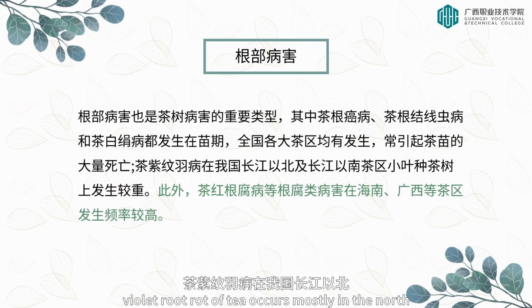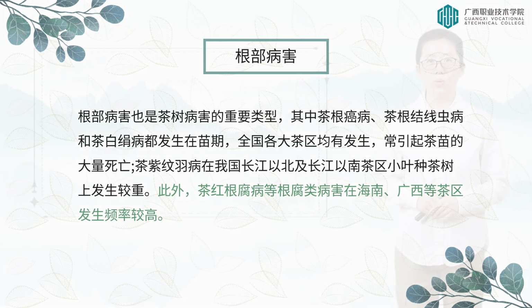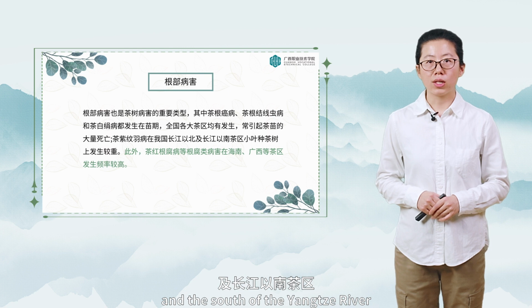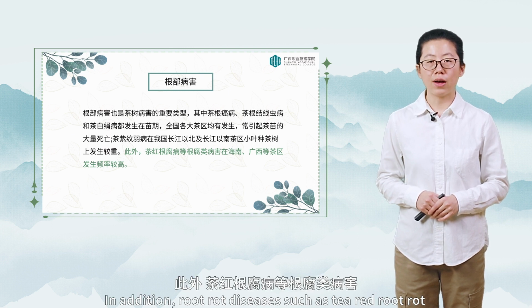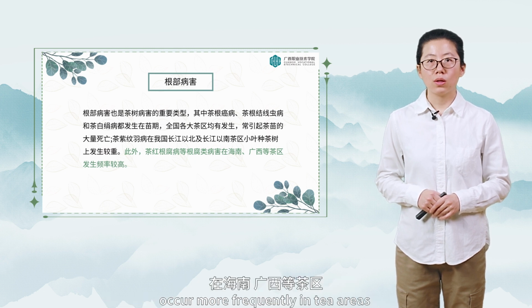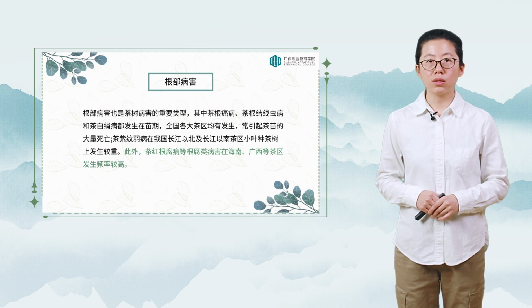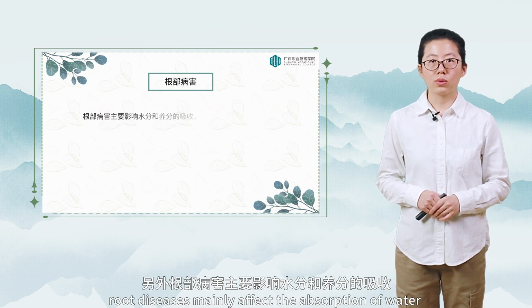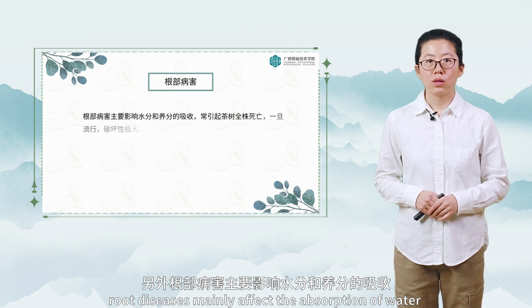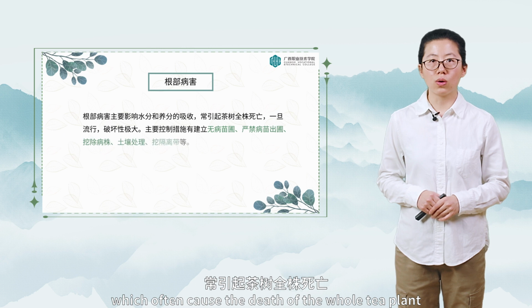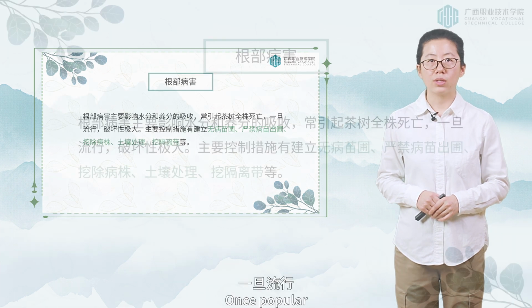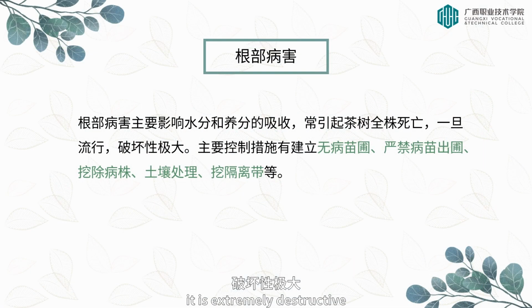Violet root rot of tea occurs mostly in the north and the south of the Yangtze River, small leaf varieties. In addition, root rot diseases such as tea red root rot occur more frequently in tea areas such as Hainan and Guangxi. Root diseases mainly affect the absorption of water and nutrients, which often causes the death of the whole tea plant. Once popular, it is extremely destructive.